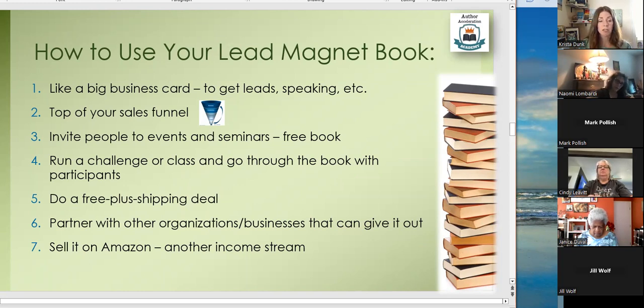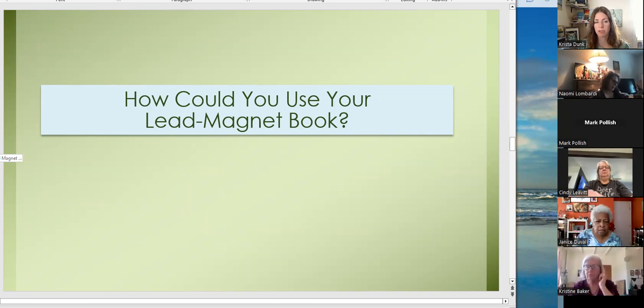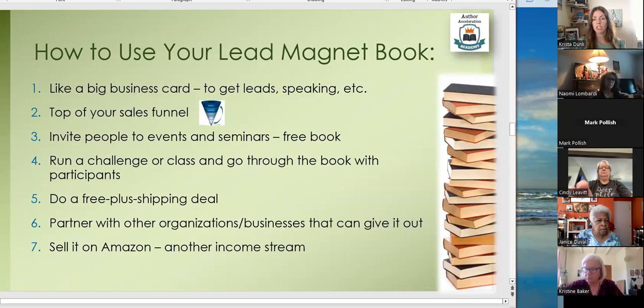It could work. And so, okay, here is our next workshop question. How could you use your lead magnet book? If you look at some of these, let me go back to this slide here. How would you use it? It doesn't have to be just one of these things. It could be several, or it could be something else that's not even on here that you've seen somebody else doing.